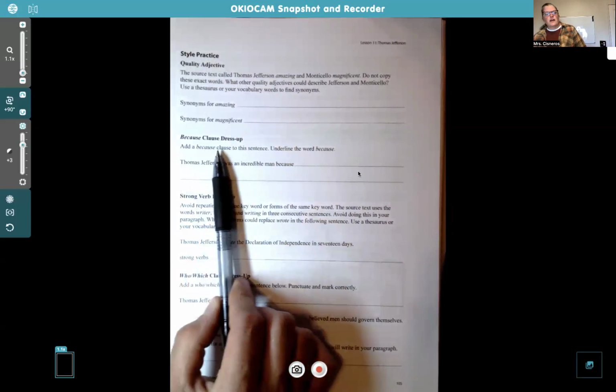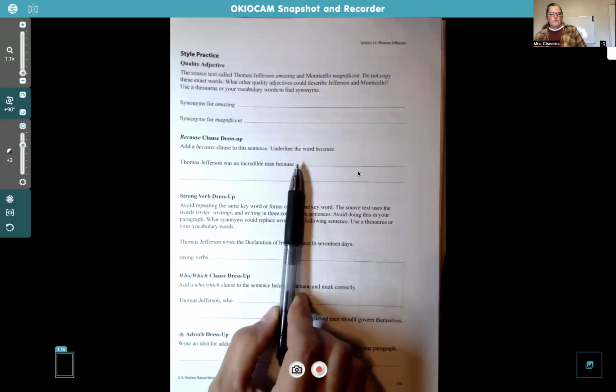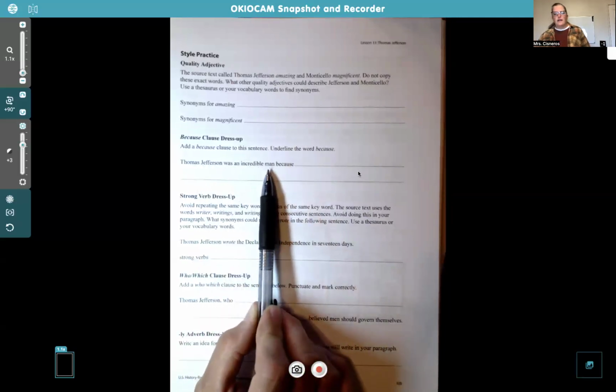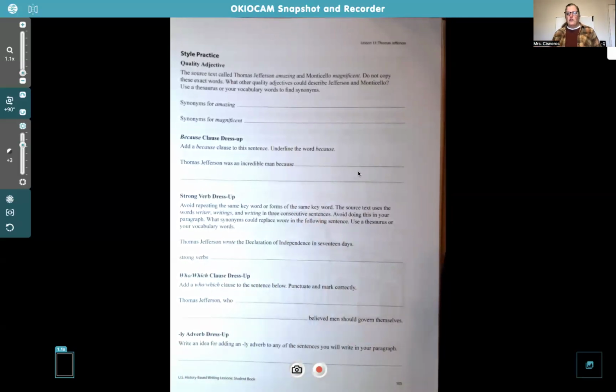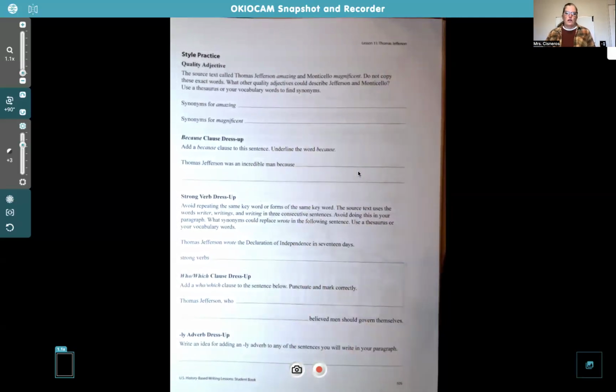Here we have the because clause. So do not put of next to because here. I know I talked to you about that earlier in grammar. Because of changes it. So don't put of here. So Thomas Jefferson was an incredible man because he stood for our American rights. He was not afraid to be bold in standing for our American rights, something like that. Okay. It needs to have a subject and verb after because. It has to have a verb in there and a subject.